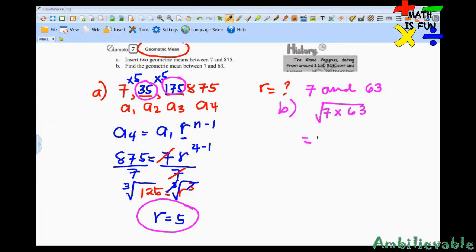So what is 7 times 63? It's 441. So the square root of 441 is 21. When there are just 2, you just get the square root. So the geometric mean is 21. You got it? When they are just 2, just get the product and then the square root. Or it's like the proportionality.